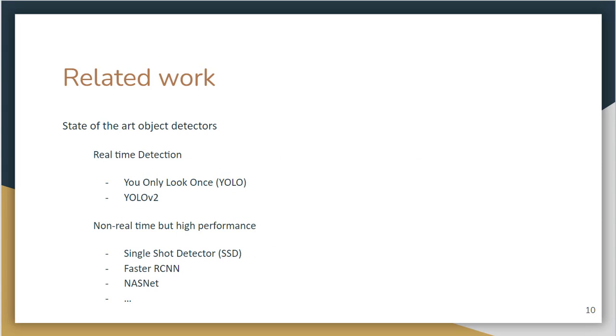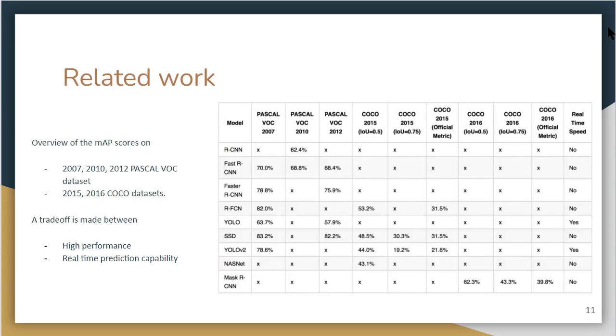State-of-the-art object detectors can be categorized as those with real-time detection like YOLO and YOLO v2, and those which are not real-time but have higher performance, such as SSD, Fast R-CNN, NASNet. An overview of the mean average precision score for state-of-the-art detectors on Pascal VOC datasets and COCO datasets is shown in the presented table. As it can be seen, a trade-off is made between high performance and the real-time prediction capability.